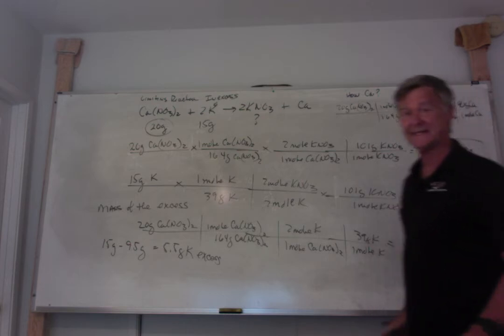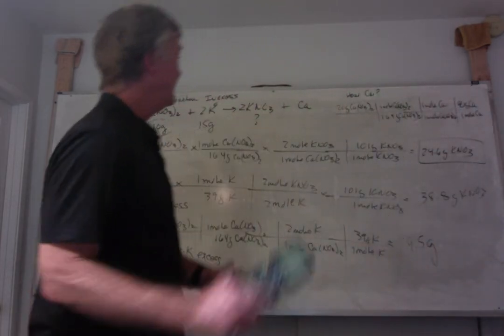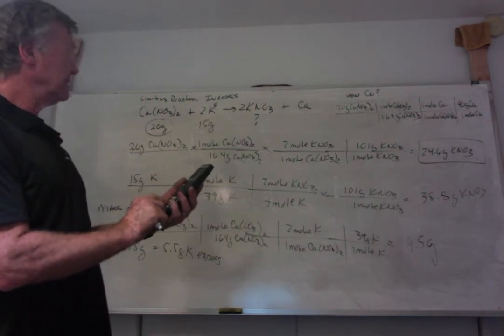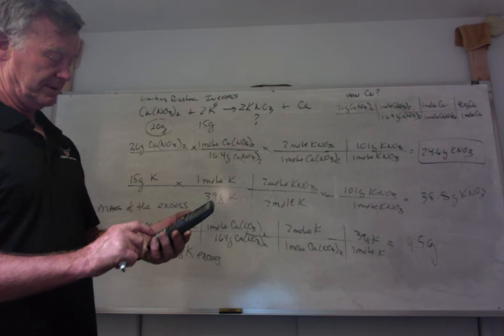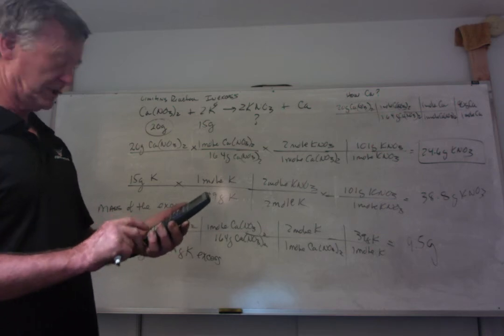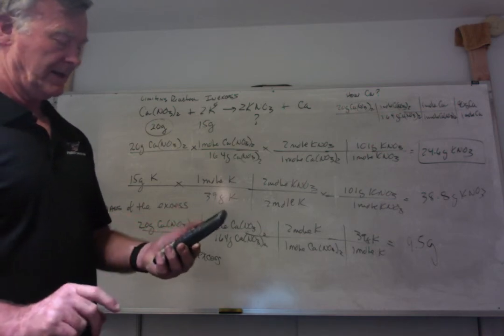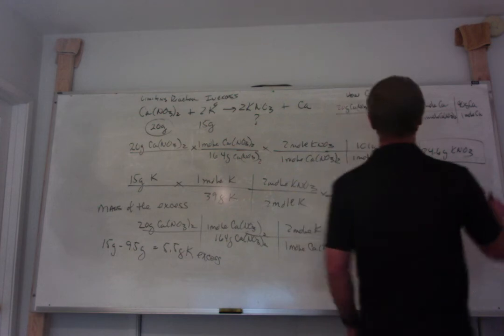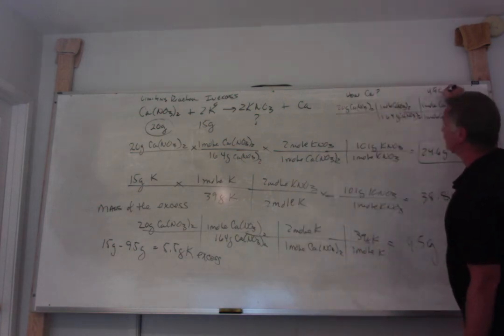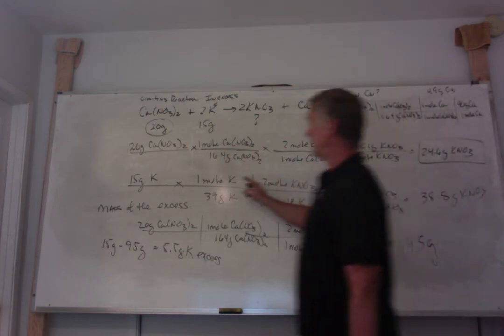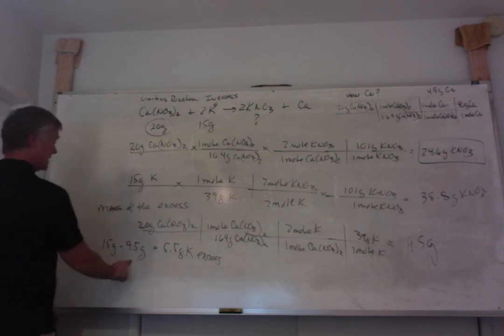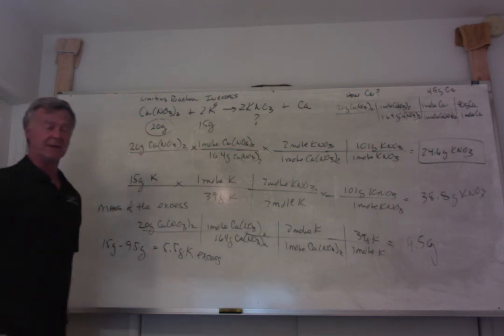Sorry, it's a little messy there, but that would then be 20 times 40 divided by 164, and we would end up with 4.9 grams of calcium. And by the way, if you added these up, 24.6 and 4.9, that would be 29.5. And if you took this, 20 and 9.5, it would be the same. We'd have the same thing on both sides.